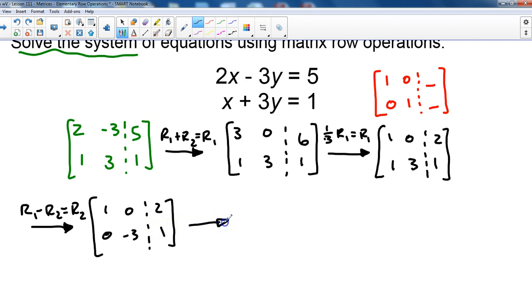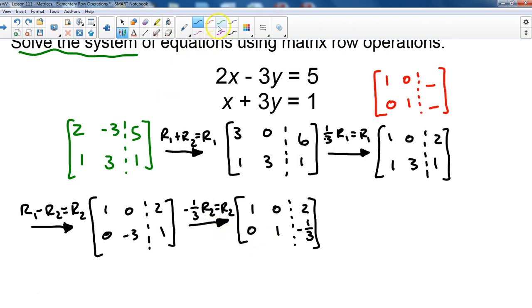So there's that. And then the last thing is to scale this by negative 1/3 so that I can get a 1 in that entry. Top row stays the same. I'm going to take negative 1/3 row 2, and that's going to replace row 2. So top row stays the same. Negative 1/3 times 0 is a 0. Negative 1/3 times negative 3 is a positive 1. And then negative 1/3 times 1 is negative 1/3.